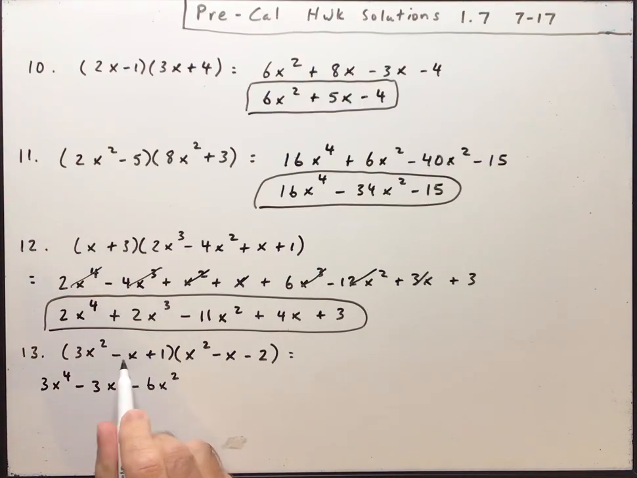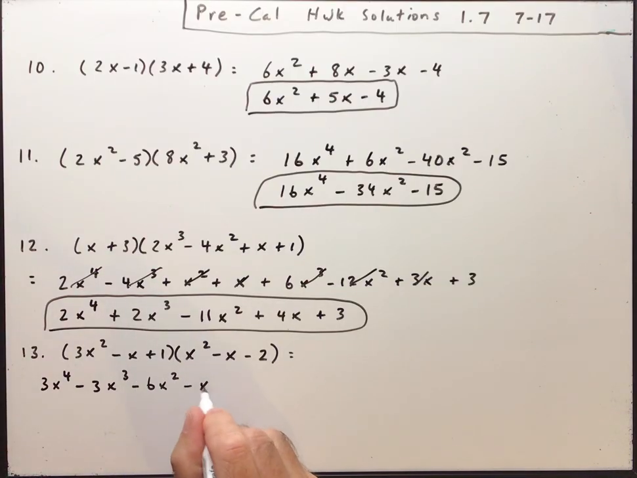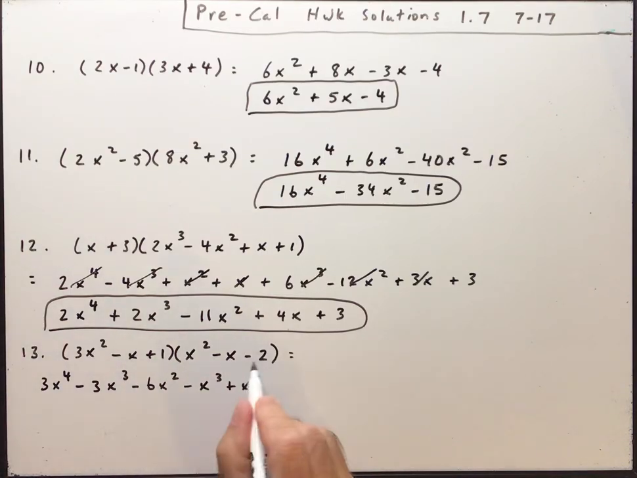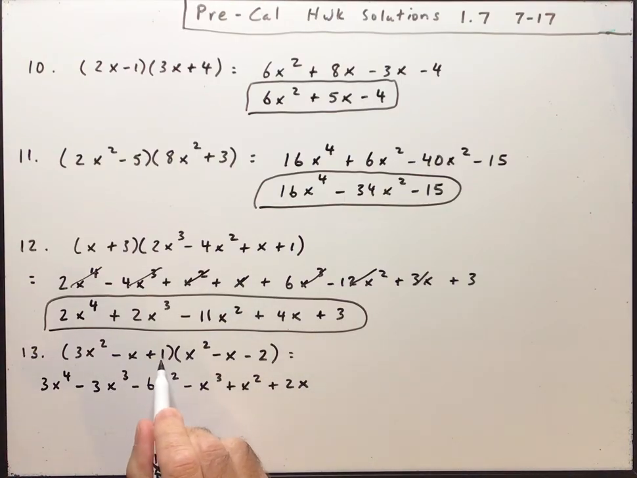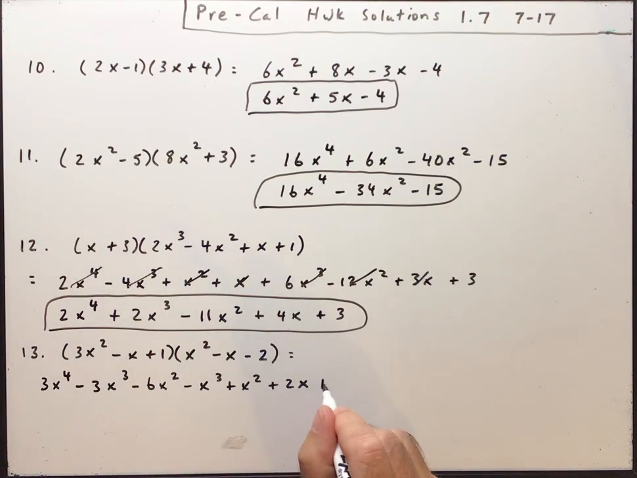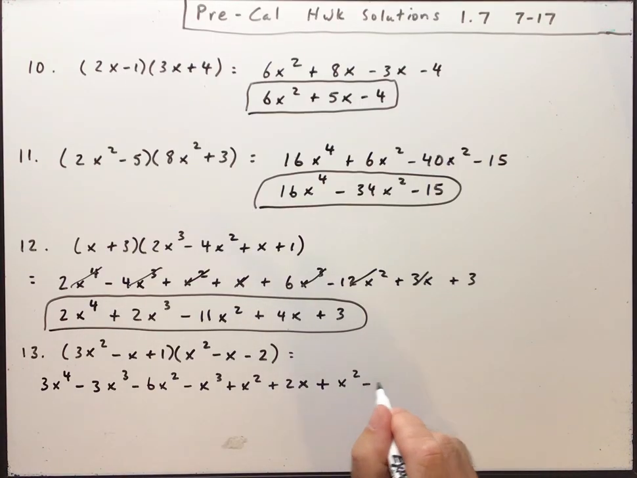All right. Now let's do the negative x times all 3. Negative x times x squared would be minus x cubed. Negative x times negative x would be plus x squared. Negative x times negative 2 would be plus 2x. And then our final one is fortuitous because 1 times this quantity just gives you that quantity, and it's a plus 1, so it'd be plus x squared minus x minus 2.